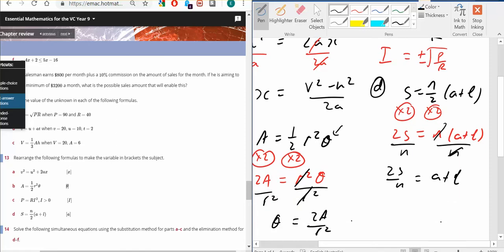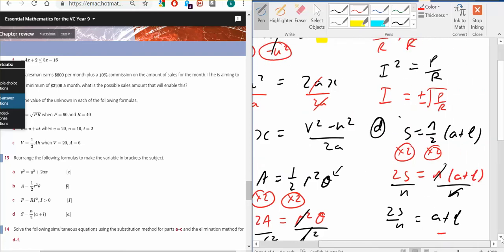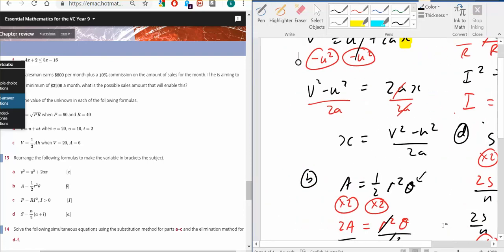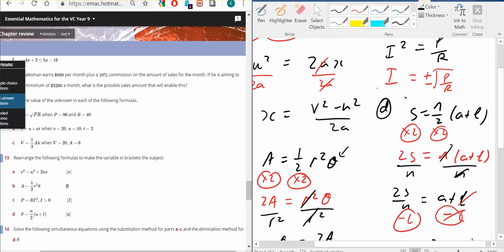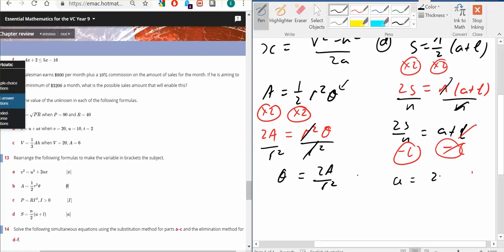Now all I need to do is to get a on its own, so I subtract l. Subtract l, which gets rid of it. So we're left with a equals 2s on n subtract l. Okay, so that's my final answer.